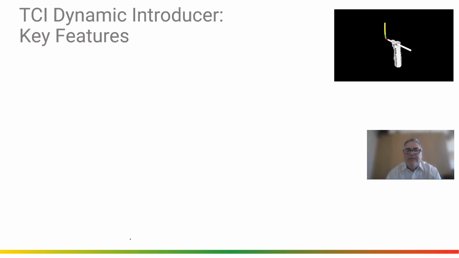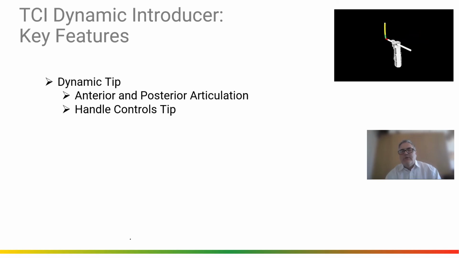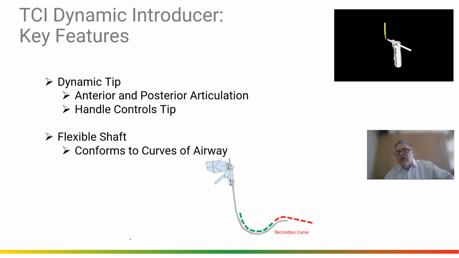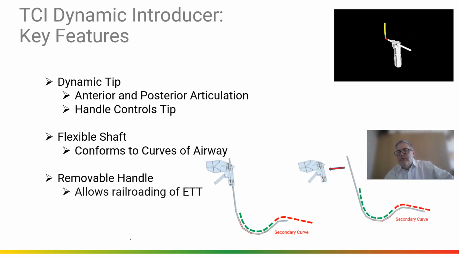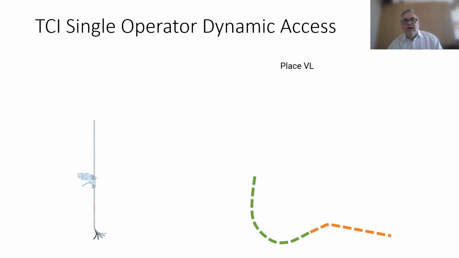Okay, the TCI dynamic introducer: key features are the same. Dynamic tip, anterior and posterior articulation, a handle that controls the tip, a flexible shaft that can solve all three geometry problems, and then the handle is removable. That allows railroading of the endotracheal tube over the catheter. Again: flexible tip, articulation, removable handle, railroading just like a bougie. Single operator dynamic access, what's it look like, or what are the steps? The endotracheal tube is loaded on the back.